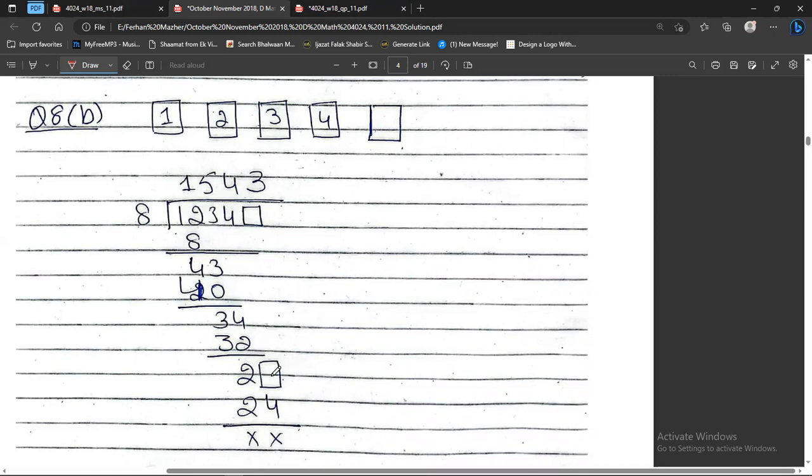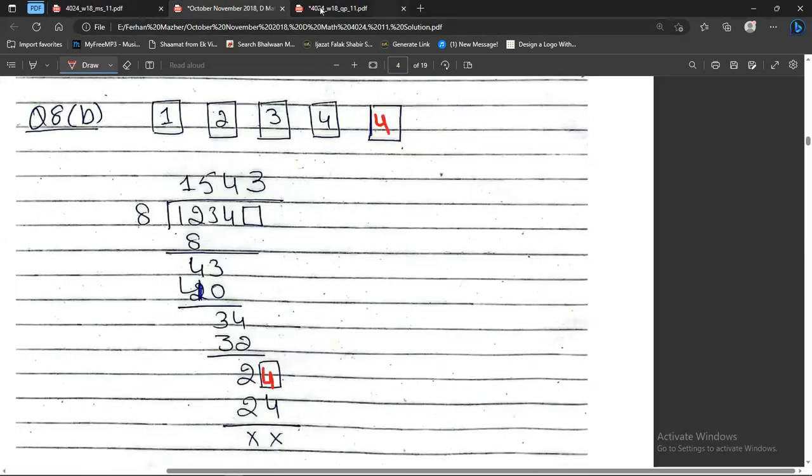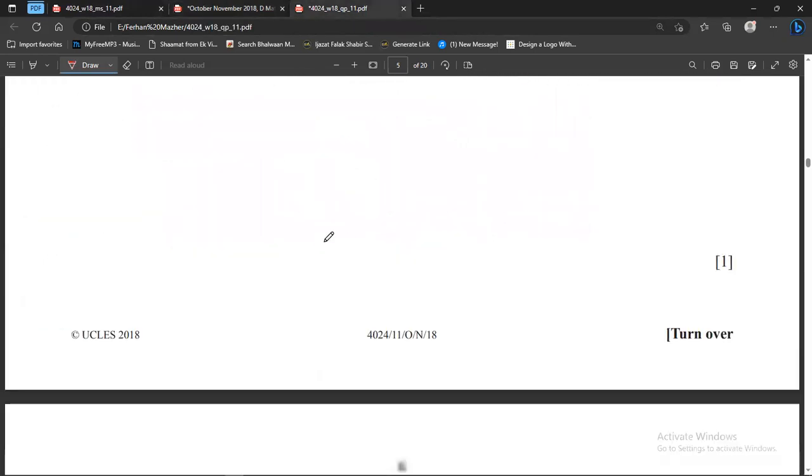I don't know how much is this number, but here now it's very simple. I have to put a digit here which will make this 20 something exactly divisible by 8. So here it can be only 4. So 8 threes are 24. It's completely divisible. So the number which comes here, that is 100% 4. 4 is the right answer, sir. This is the solution. Hopefully you understand how I have done this.